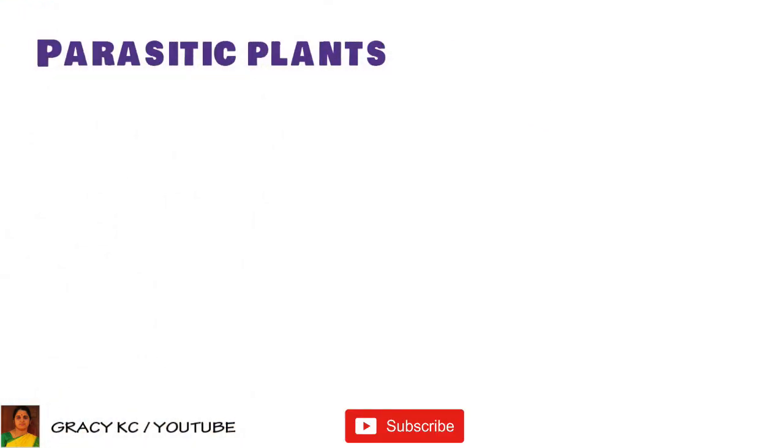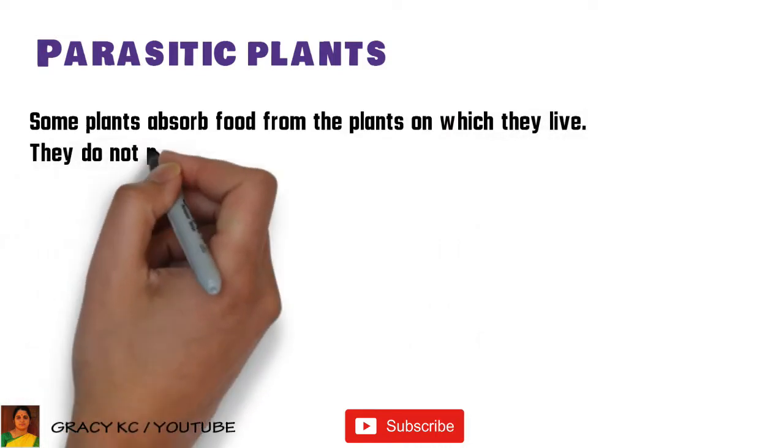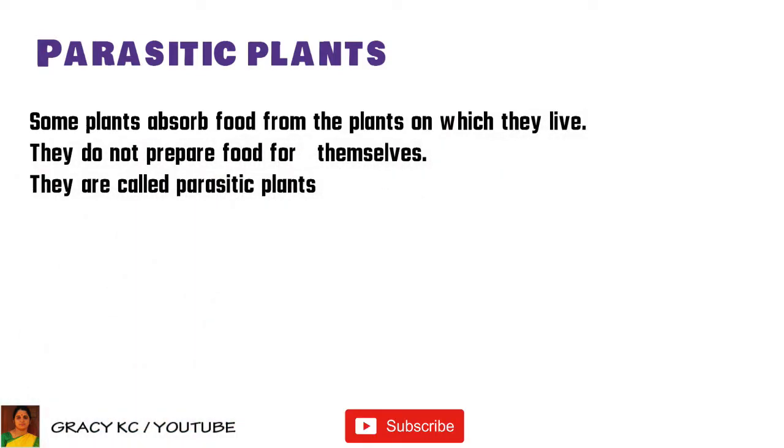We are moving on to the next topic, parasitic plants. Do you think that all plants will prepare their own food? No, there are some lazy plants. They will absorb food from the plants on which they live. They do not prepare food for themselves. They are known as parasitic plants.